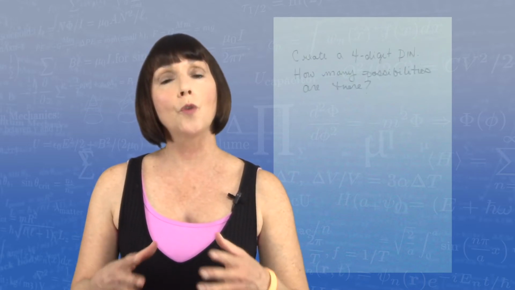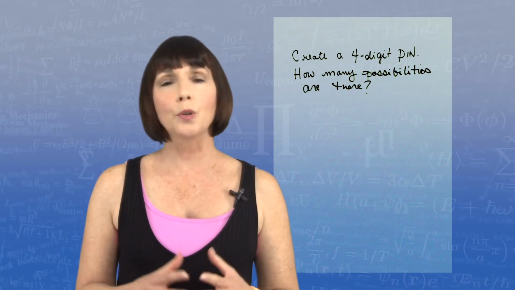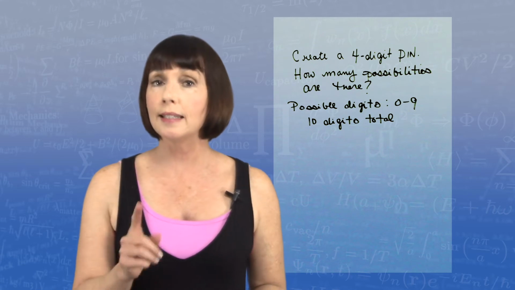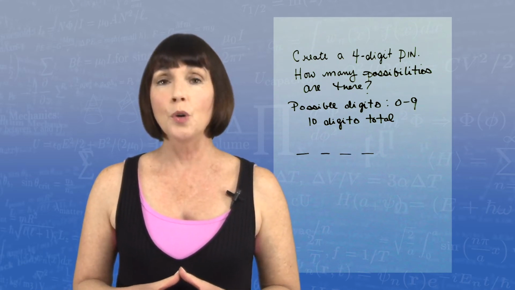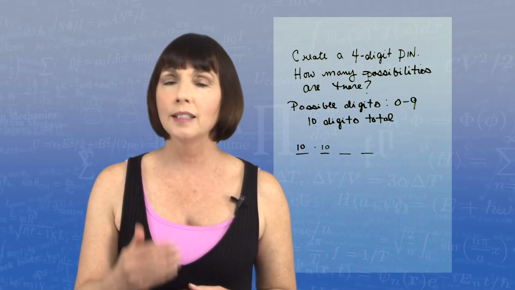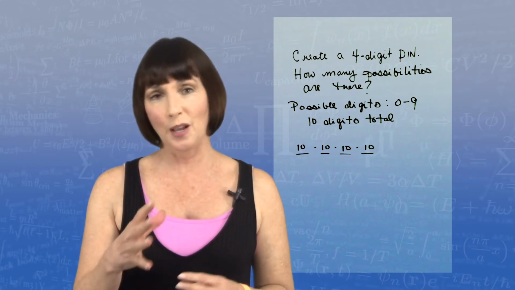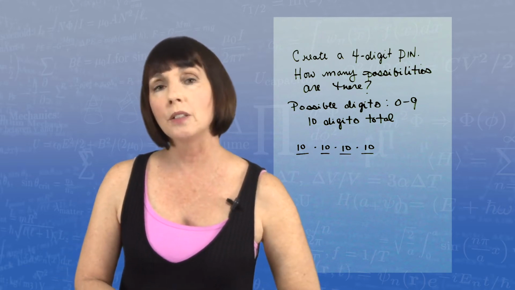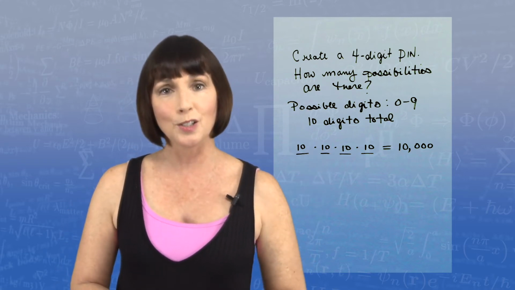You want to create a 4-digit PIN. How many ways are there to do that? All right, so to create a PIN, you have the digits 0 through 9 to choose from. That's 10 digits. And you have 4 places to fill. So for your first place, you have 10 choices. For your second place, you have 10 choices. For your third place, you have 10 choices. And for your fourth place, you have 10 choices. So you multiply all of those together. That's what the fundamental counting rule says. And you have 10,000 possible ways to do that.